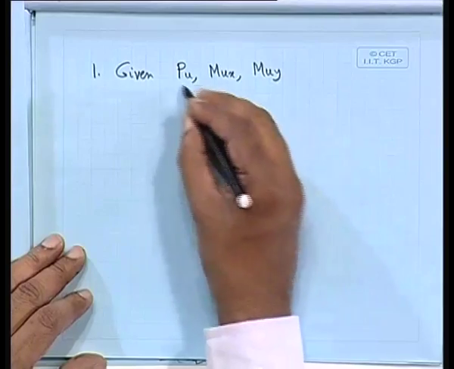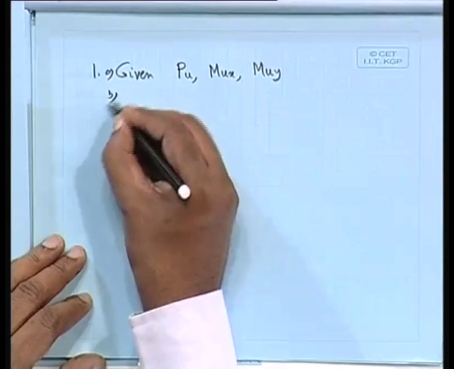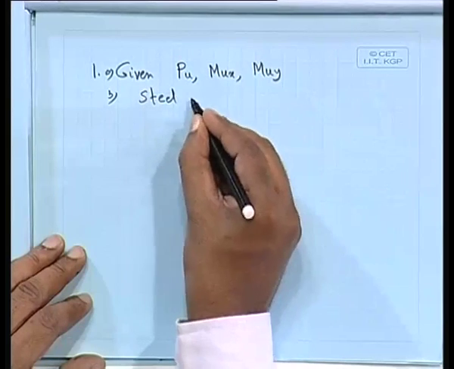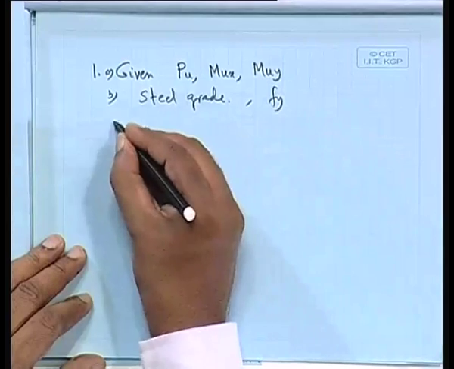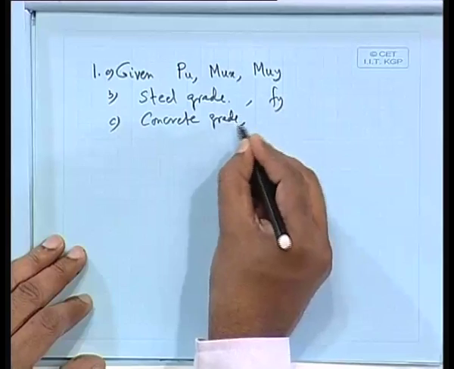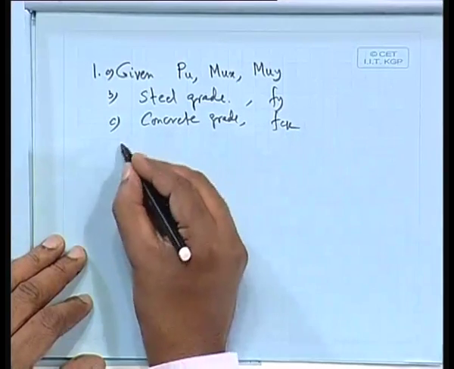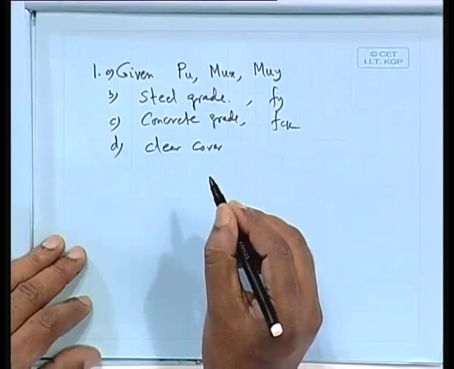So, as if it is the final form, but when you do the actual analysis for a particular structure, there you have to take care of self weight, and a lot of other things, load calculation you have to take. Anyway, so let us take Pu, Mux, Muy that is given, steel grade specified by Fy, concrete grade specified by fck, clear cover that is also specified.